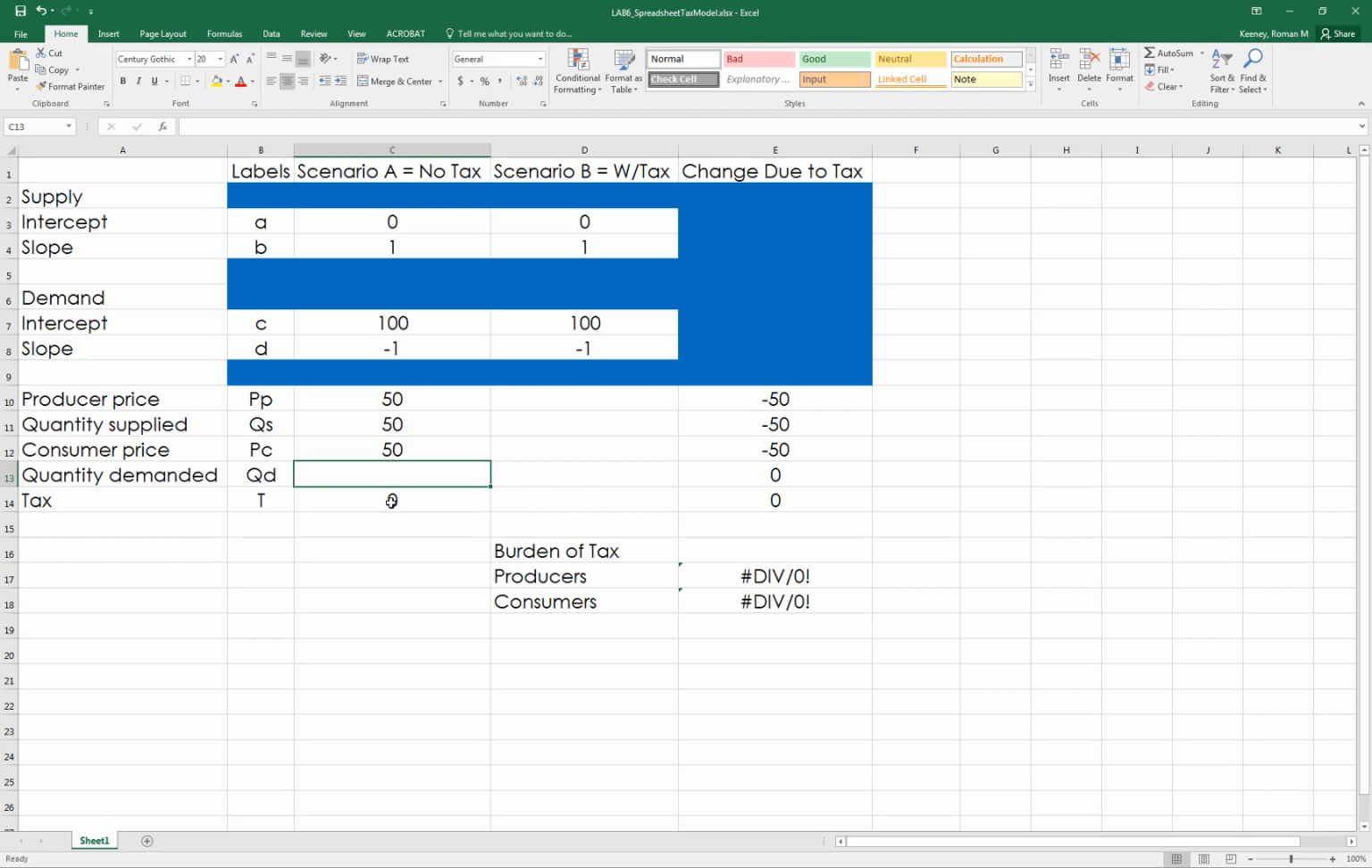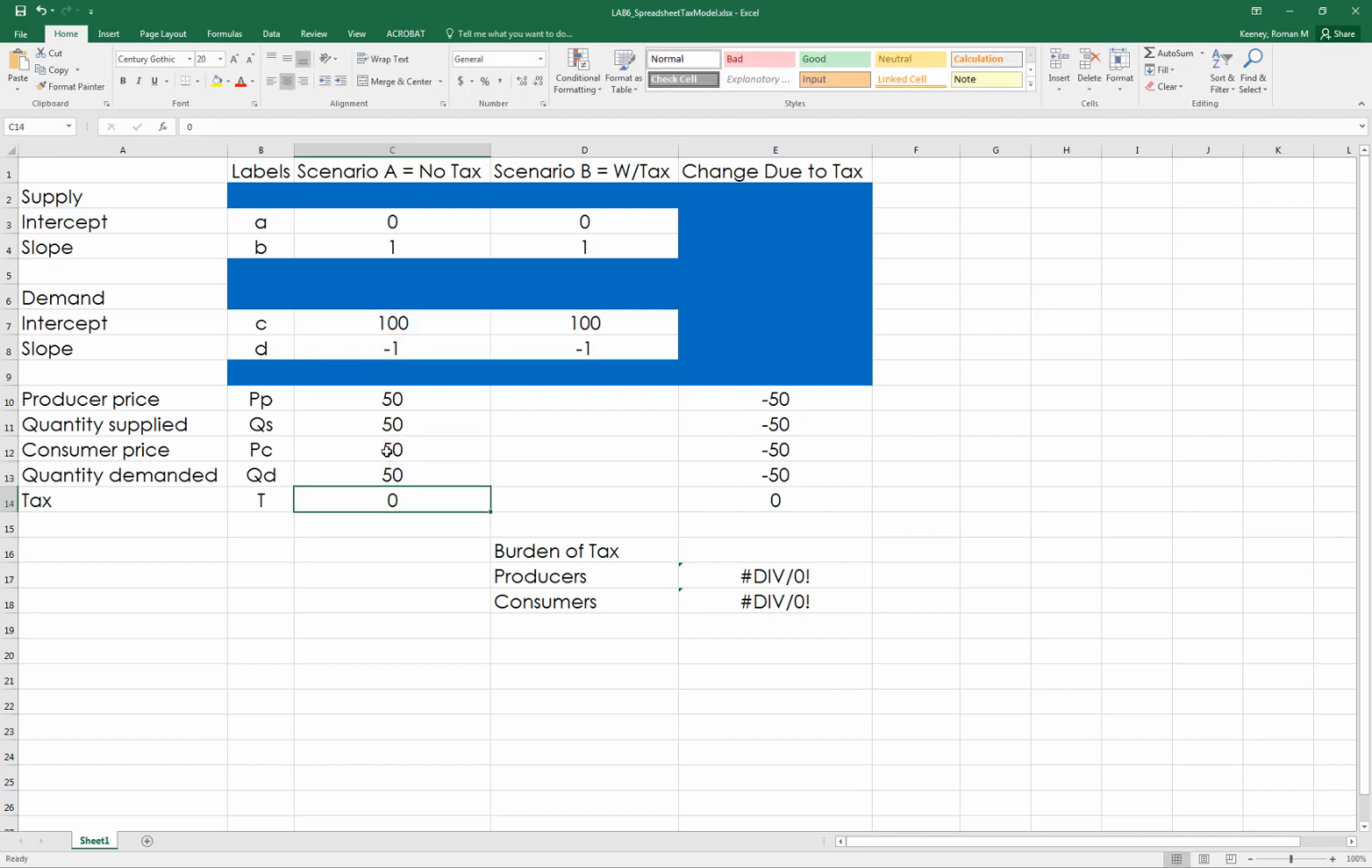And now for the quantity demanded, the only real difference we have to deal with is, before we had one price that both quantity supplied and quantity demanded responded to. Now the quantity demanded must be a function of the consumer price. So we put equals C plus D times the consumer price. So be sure you get C12 there.